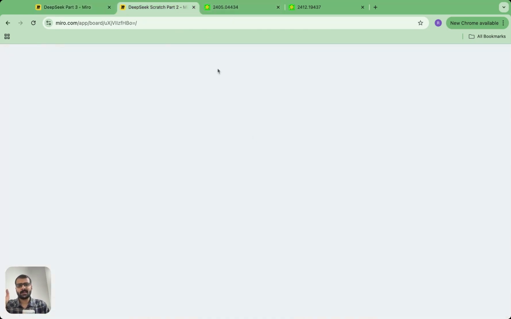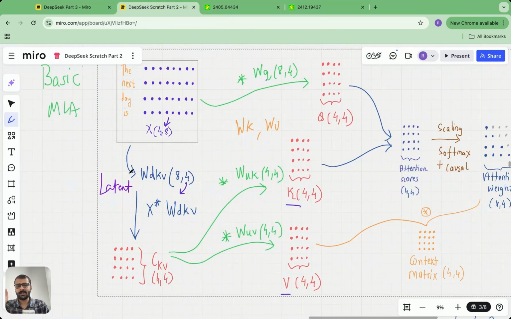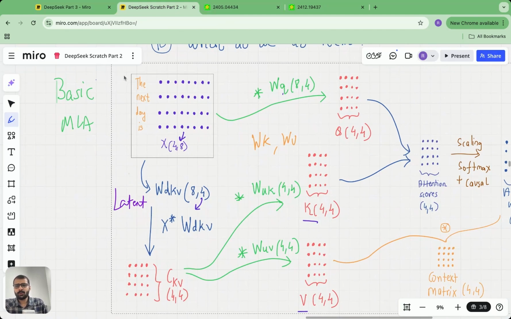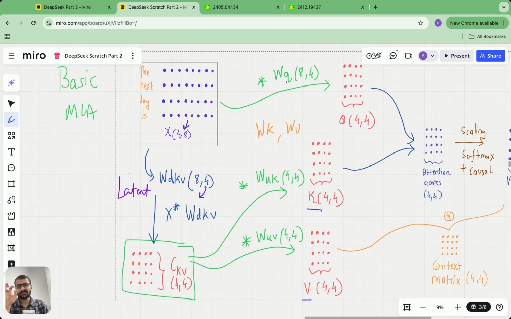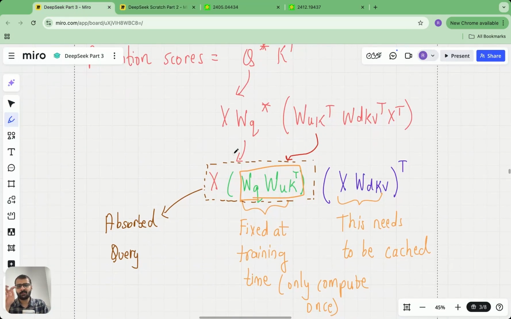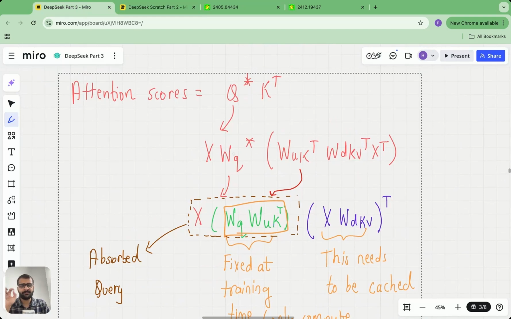If you see this schematic, which you have seen earlier, in latent attention the input embedding is multiplied by this WDKV matrix, which projects my input vectors into a latent dimension. And in multi-head latent attention, we only need to cache this latent matrix. The reason this caching works is because latent attention implements something called the absorption trick.